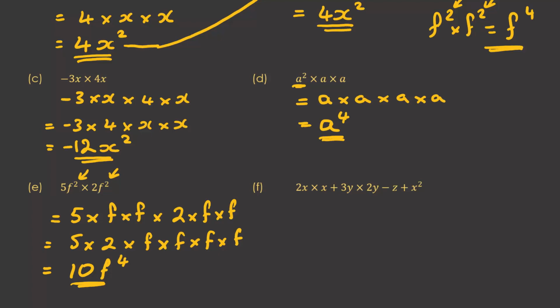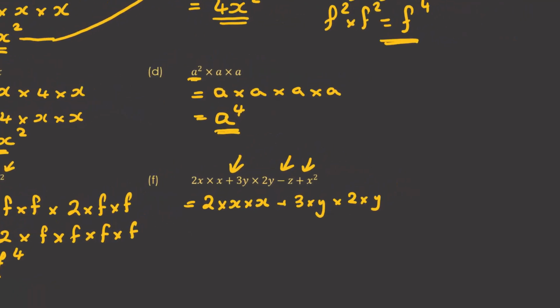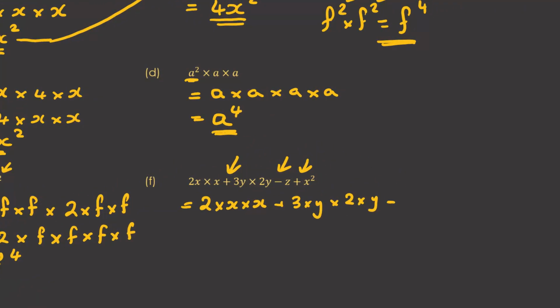Now finally here, we've got different terms because we've got pluses and we've got minuses in here. Now the first term is 2 times x times x. The second term is 3 times y times 2 times y. Then I've got a takeaway z all on its own and a plus x squared all on its own.